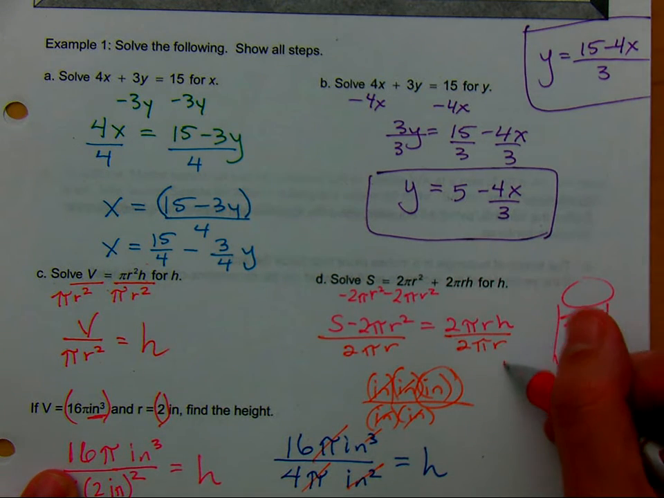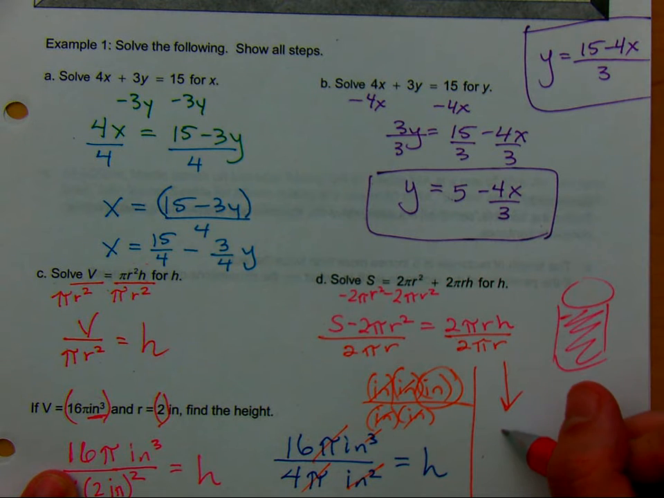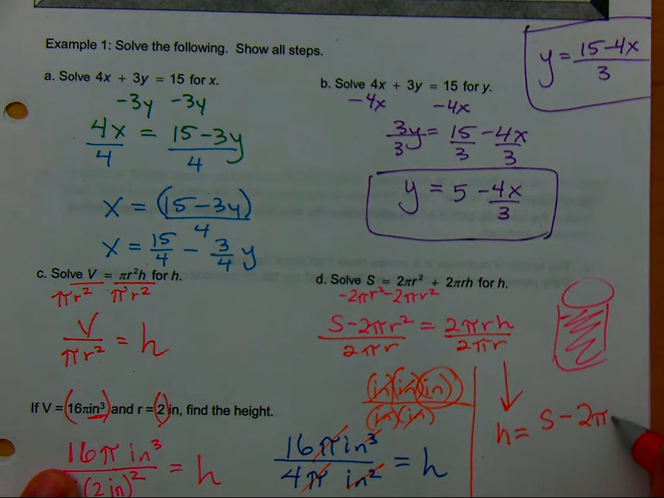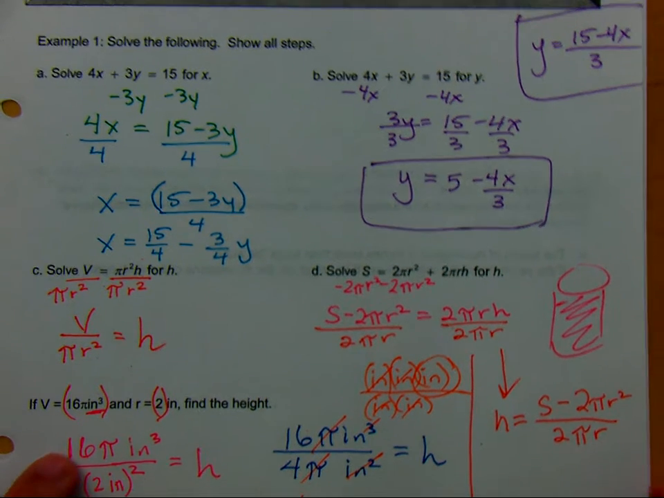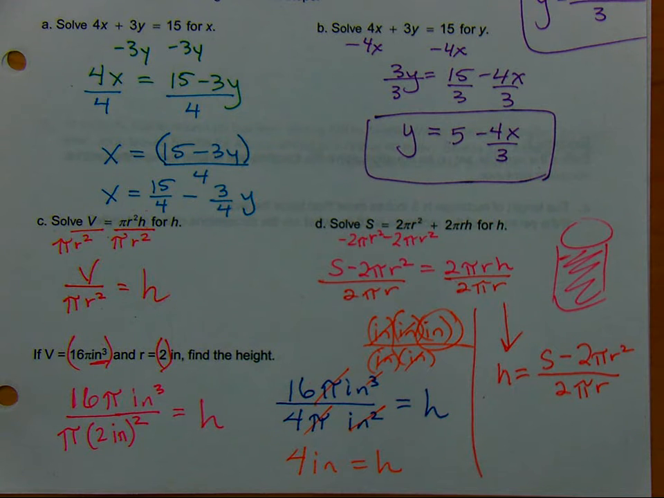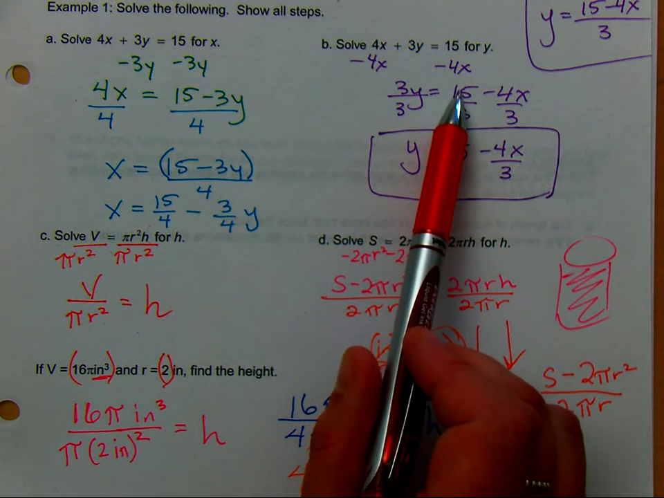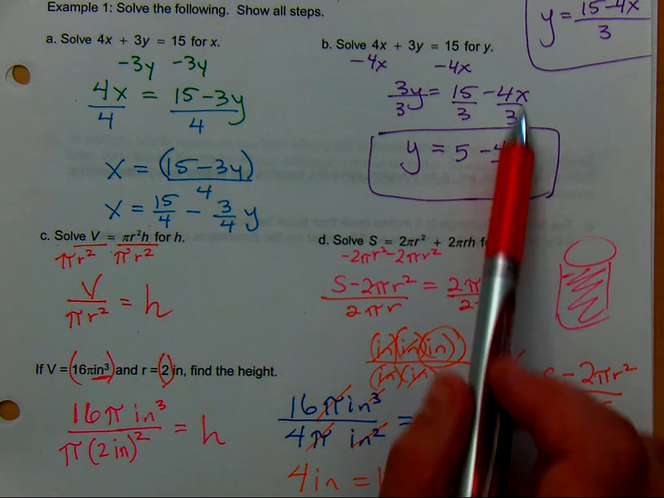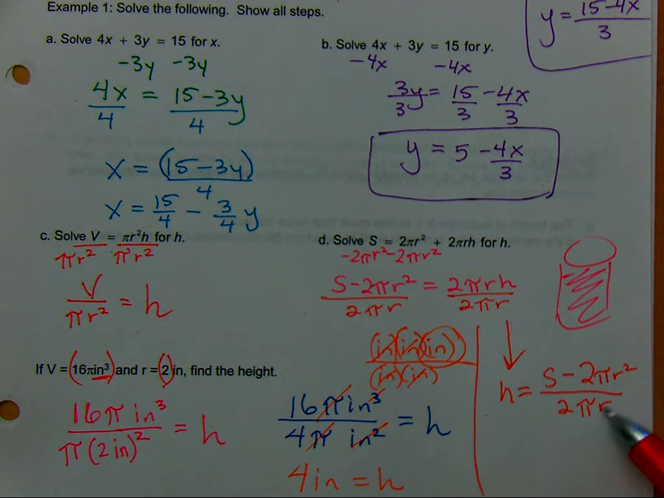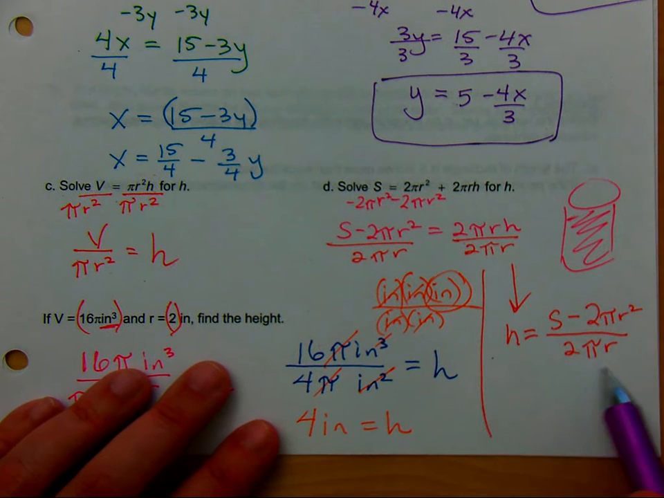And so then I'm just going to write my answer down here because I ran out of space. H equals s minus 2 pi r squared over 2 pi r. Now, some of you were asking when you solved this problem for h, could you cancel here? And it's sort of the same concept as when we had the numbers up above. You could reduce the 3 into the 15, but you also would have to divide the 3 into the 4. And the same thing is happening here. So if you did want to reduce, you could leave it just like this, and this is perfectly fine.